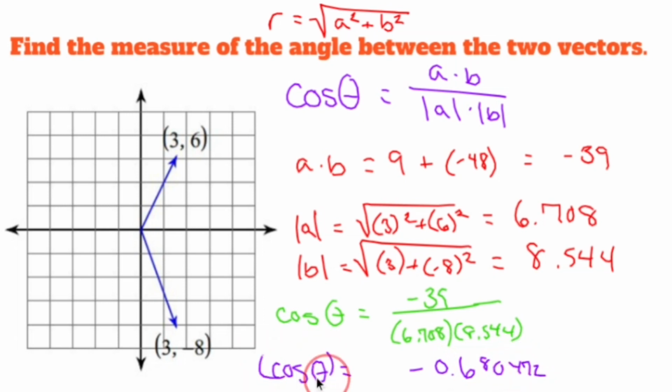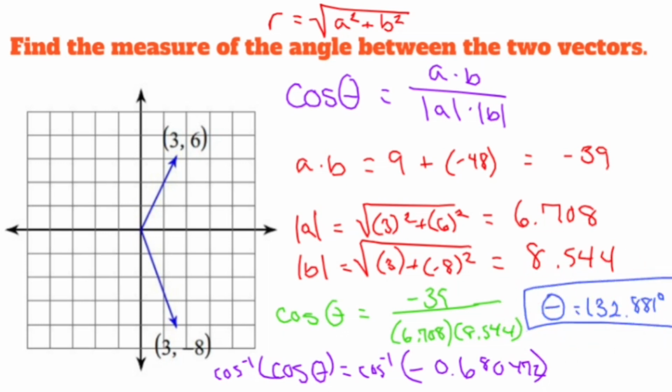Let's inverse cosine. And my final answer is going to be 132.881 degrees. Fantastic.